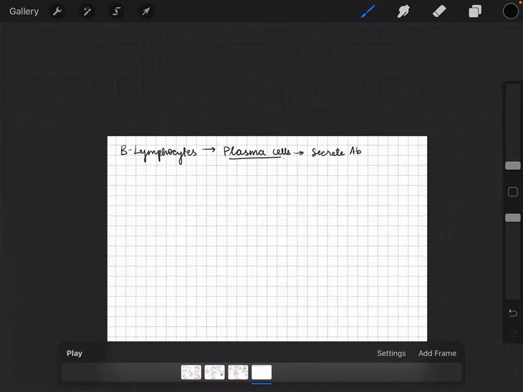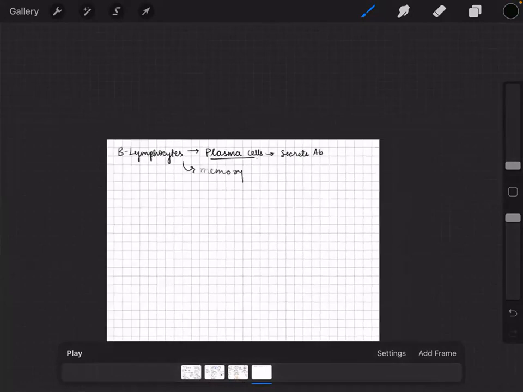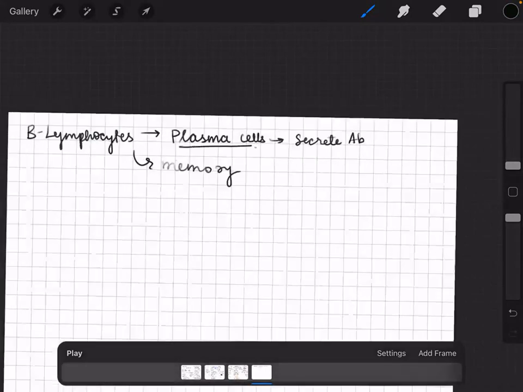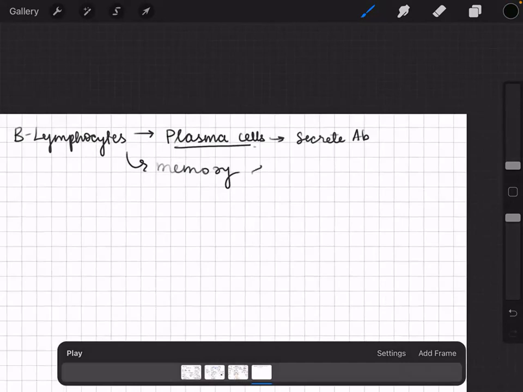And along with that, your B lymphocytes also make memory cells. So I'm going to write this. These are two very important facts that you need to remember about your B lymphocytes: plasma cells and memory cells. Okay, now what we are going to do is look at the mechanism of how B lymphocytes are going to carry out a function of defending your body.